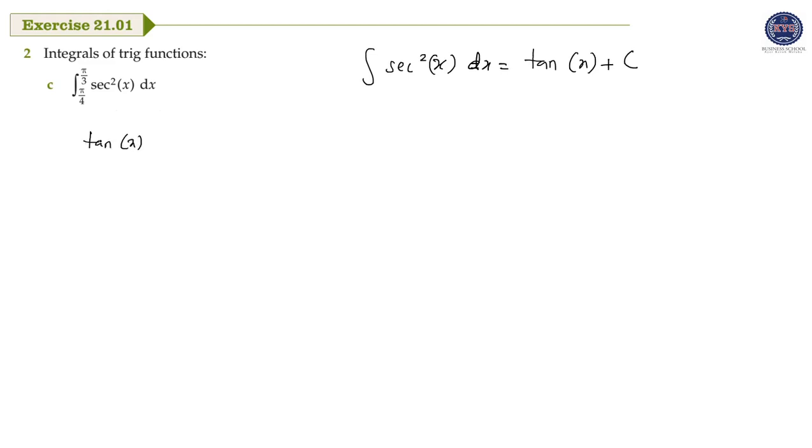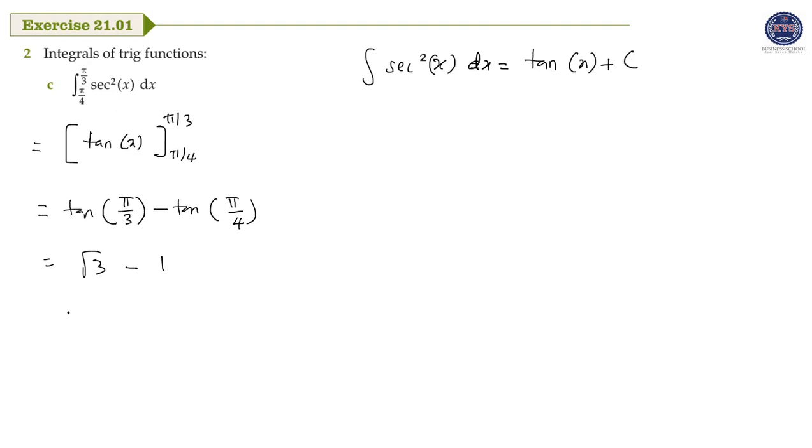So tangent x. Your lower limit is pi over 4, upper limit is pi over 3. So tangent pi over 3 minus tangent pi over 4. Alright. So again, press your calculator. You will get square root of 3, or maybe you can get a decimal number. Doesn't really matter. Tangent pi over 4 is 1. So your answer will be 0.732. Alright.